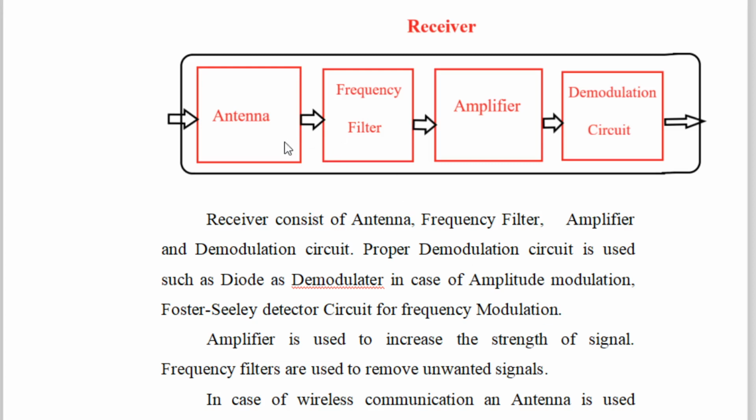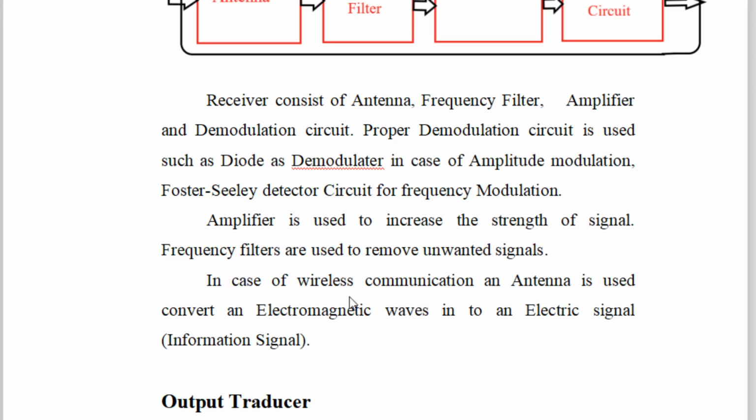And after that, when you use the proper demodulation circuit, the amplifier plays the same role in both transmitter and receiver: it increases the strength of the signal. The same role the frequency filter plays in transmitter and receiver. Frequency filters are used to remove the unwanted signal. In case of wireless communication, the antenna is used to convert electromagnetic waves into an electrical signal, that is your information signal.